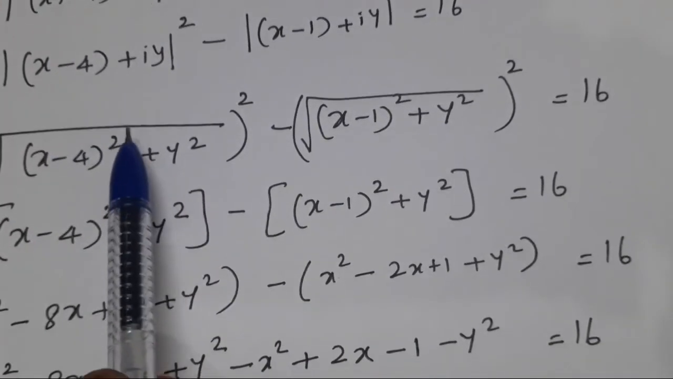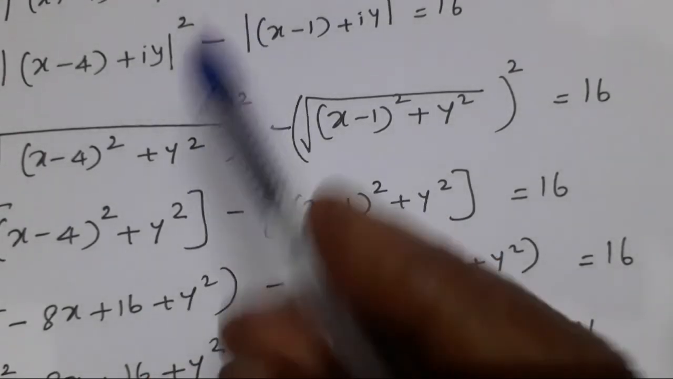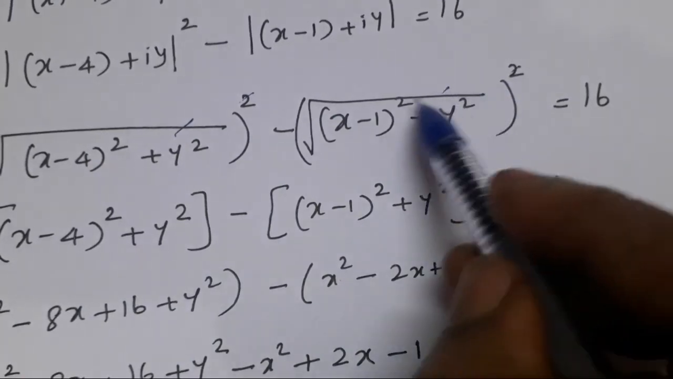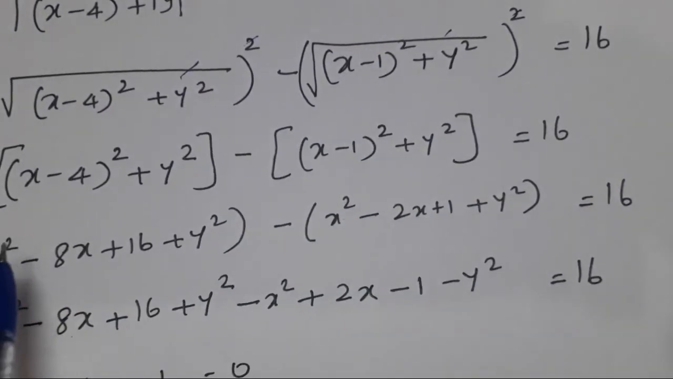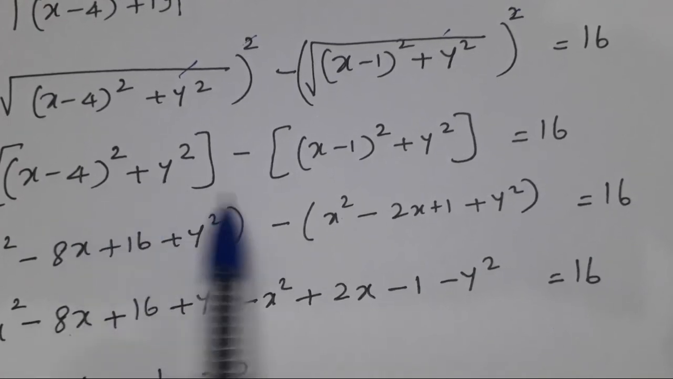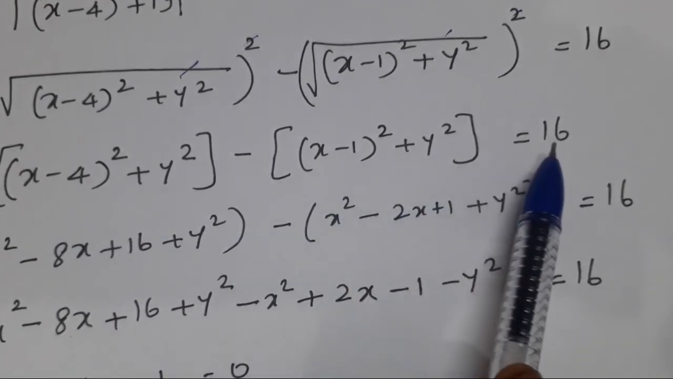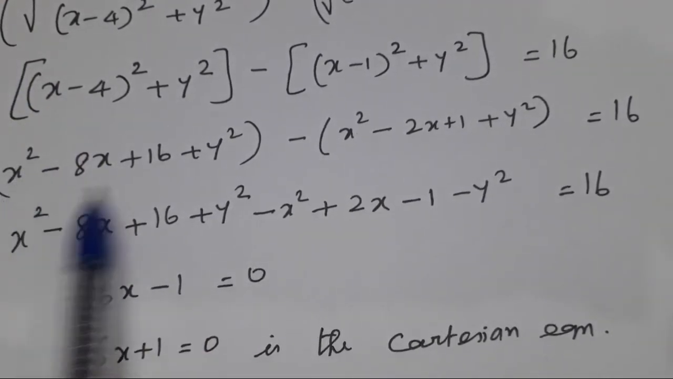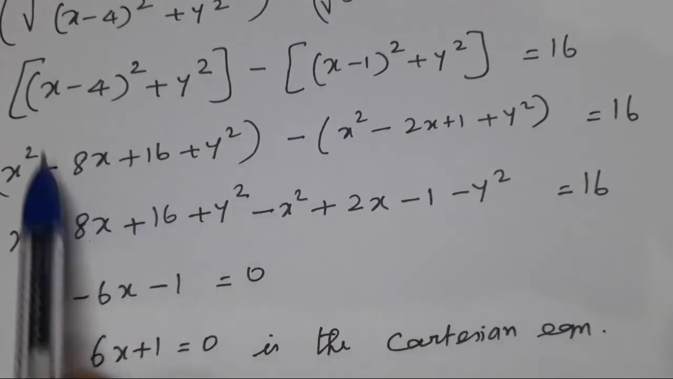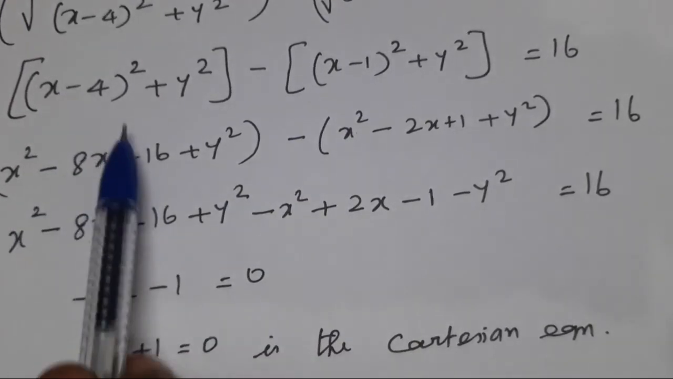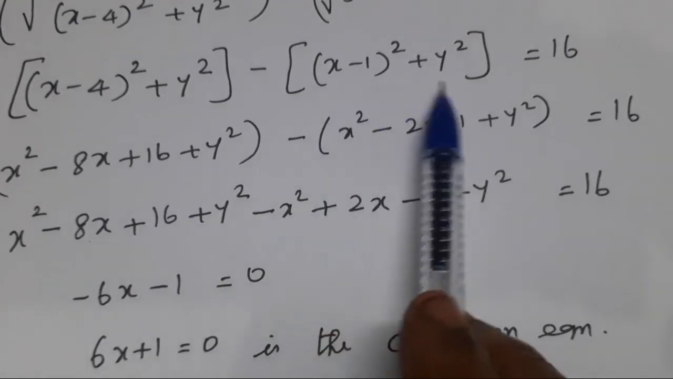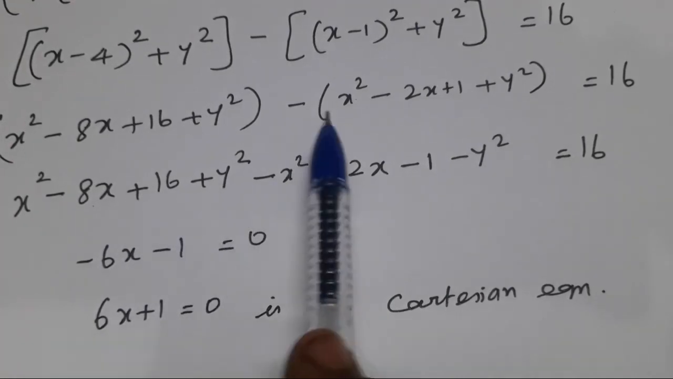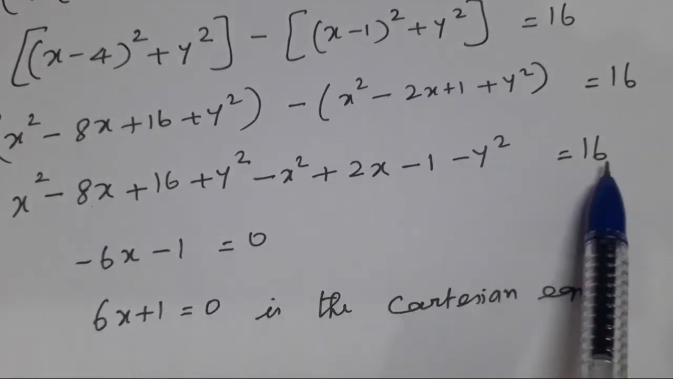So what we do next, taking square root and squaring on both sides, we remove the square root. Remove the square root on both sides. See the calculation part. X minus 4 the whole square plus y square minus x minus 1 the whole square plus y square equal to 16. The same step will be followed. A minus b whole square formula. Here also it is a minus b. A square minus 2 into 4, 8x. 4 square is 16 plus y square. Similarly here also same step. Calculation part only. So now x square minus 8x plus 16 plus y square, multiplied with the minus sign, equal to 16.